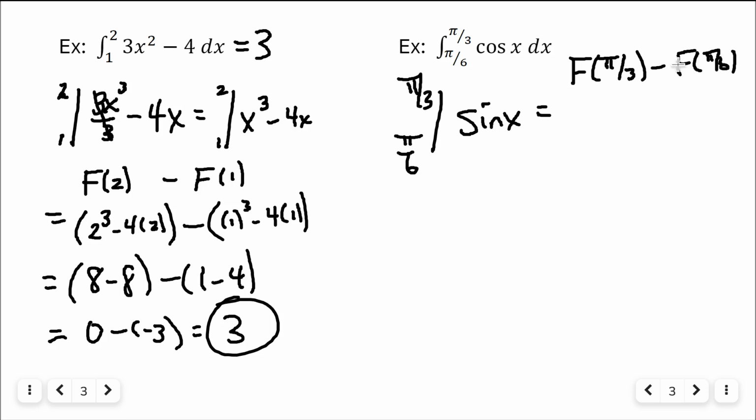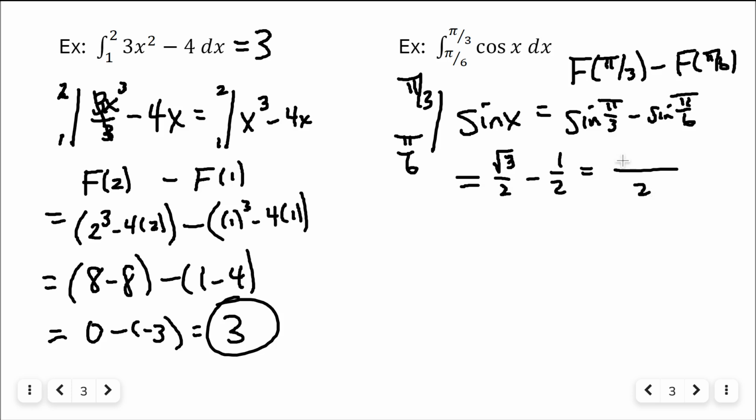I'm just writing this up here to help you understand what's happening. You don't need to write it every time. No reason to. So we have sine of pi over 3 minus sine of pi over 6. The sine is the y-coordinate on the unit circle. At pi over 3, the y-coordinate is root 3 over 2, and at pi over 6, the y-coordinate is 1/2. So the denominator is already common. We can write root 3 minus 1 over 2. And this is the area underneath the curve y equals cosine x, between pi over 6 and pi over 3.